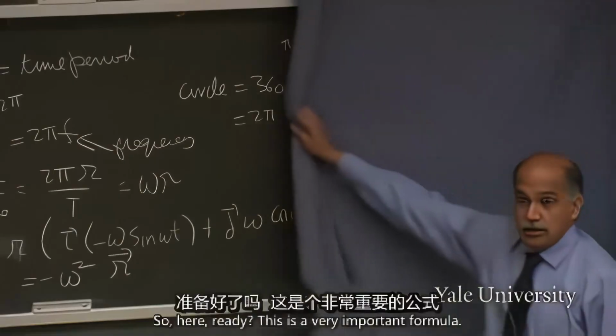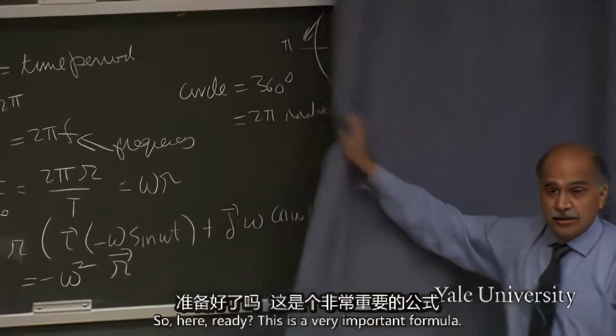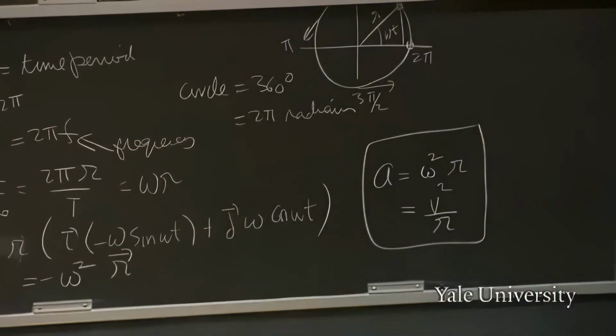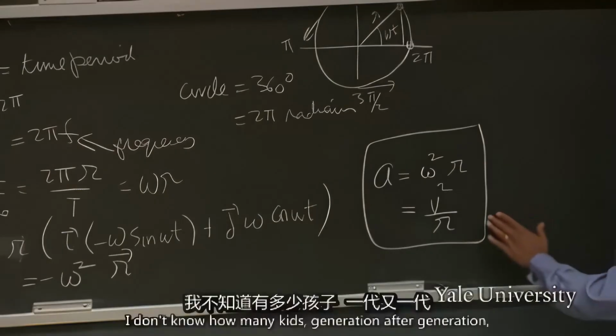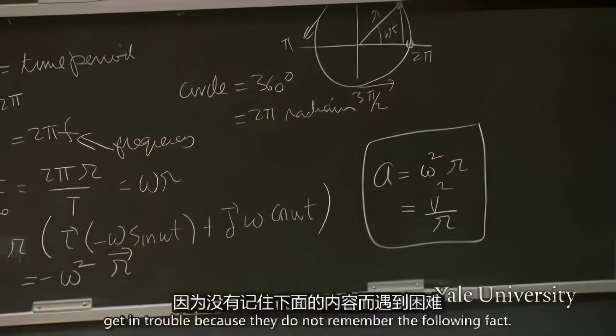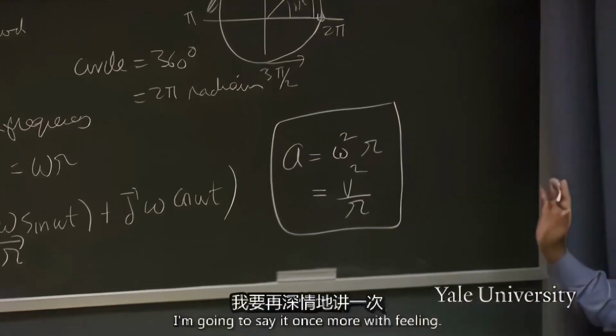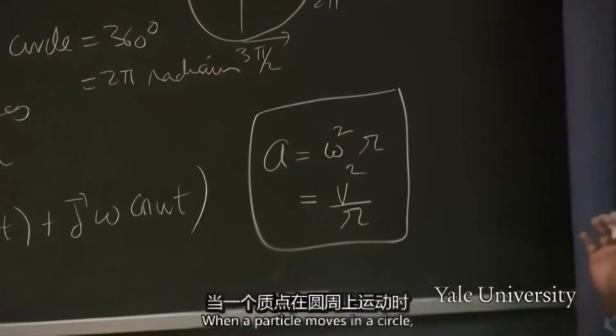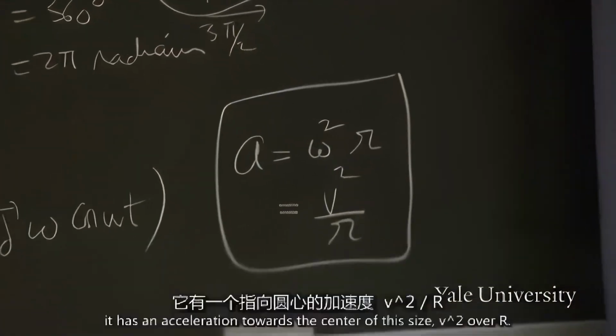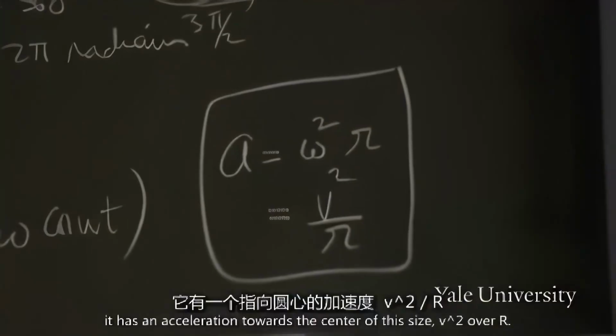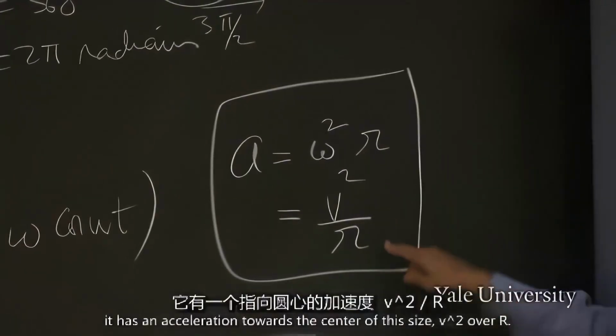So here, ready? This is a very important formula. I don't know how many kids, generation after generation, get in trouble because they do not remember the following fact. So I'm going to say it once more with feeling. When a particle moves in a circle, it has an acceleration towards the center of size v squared over r.